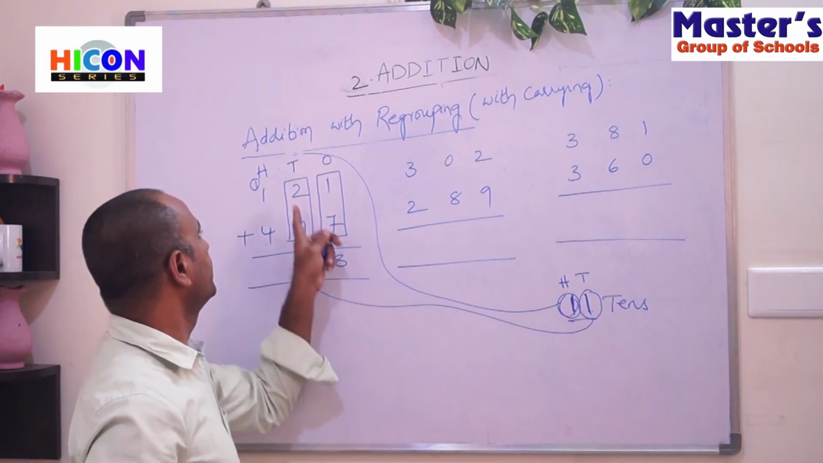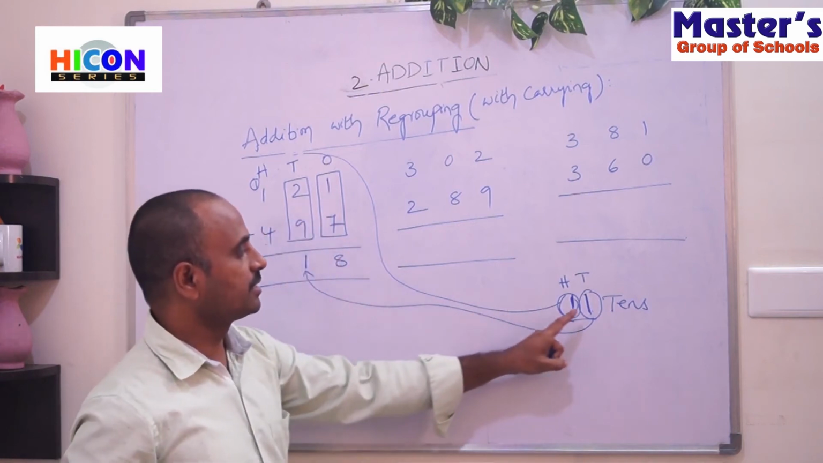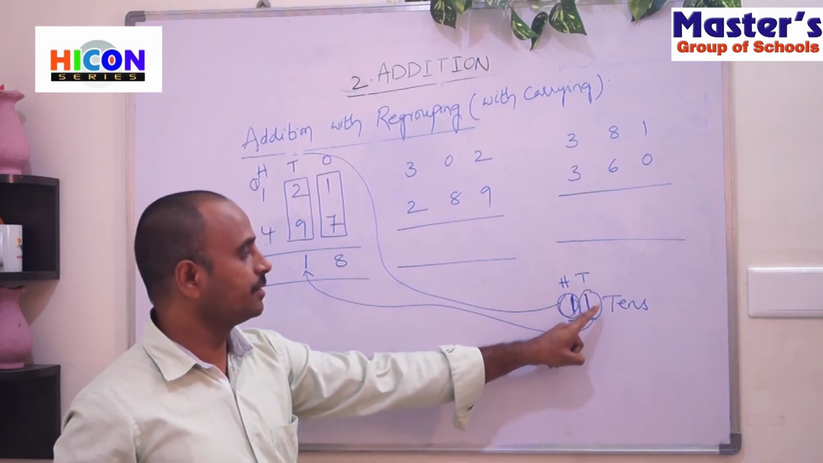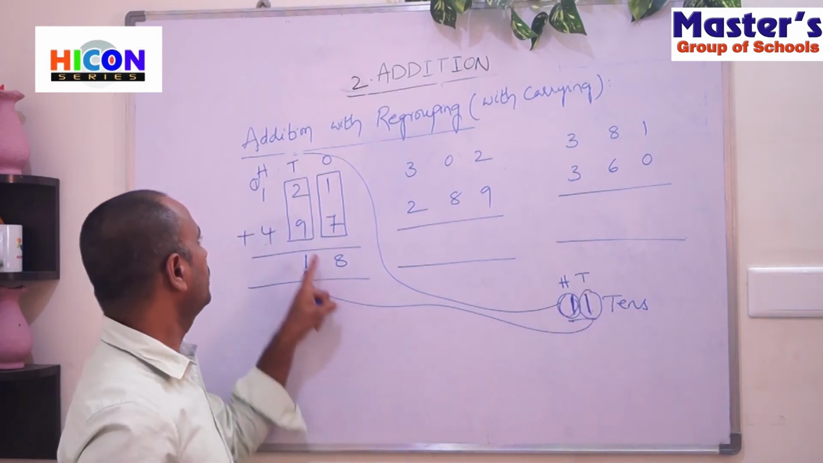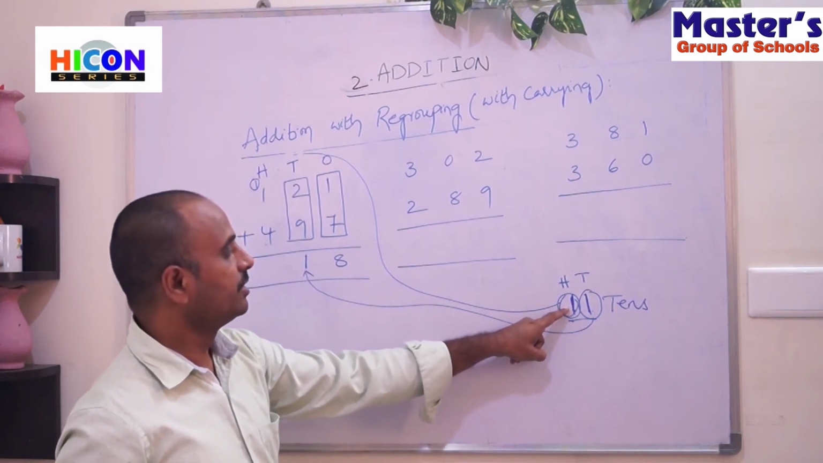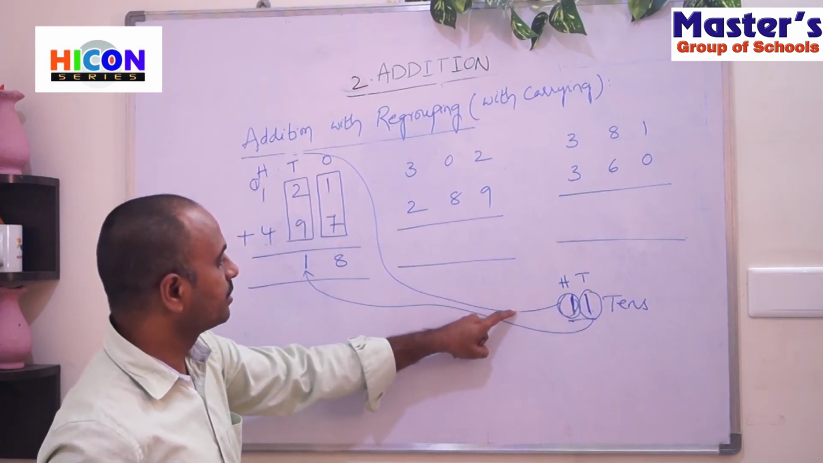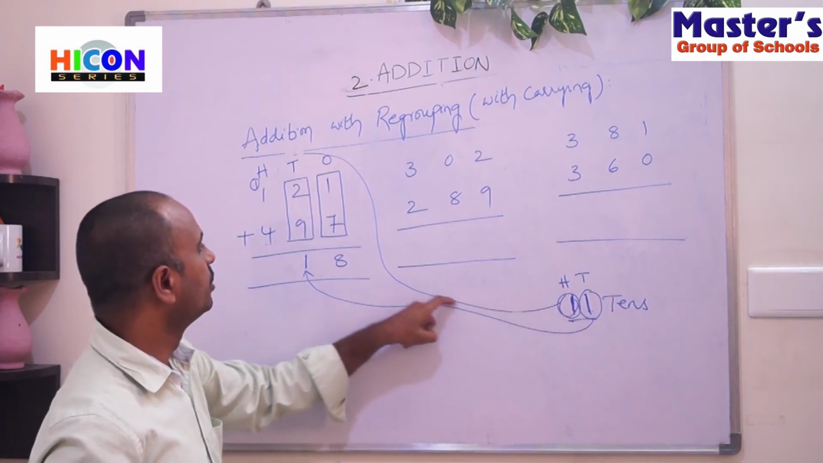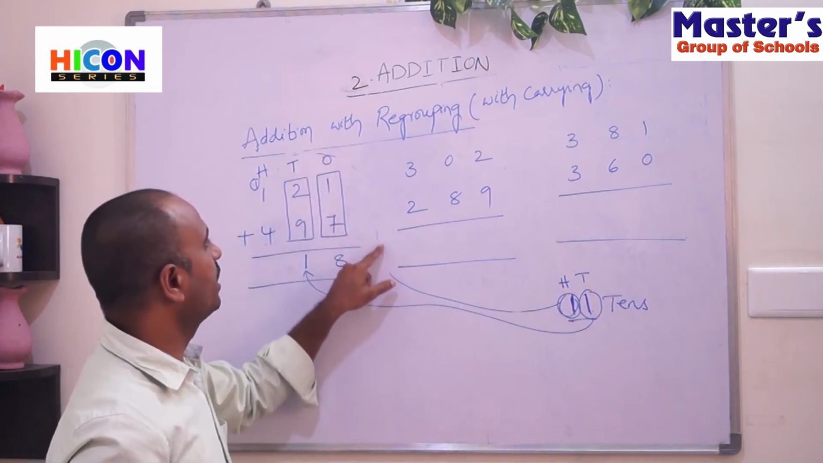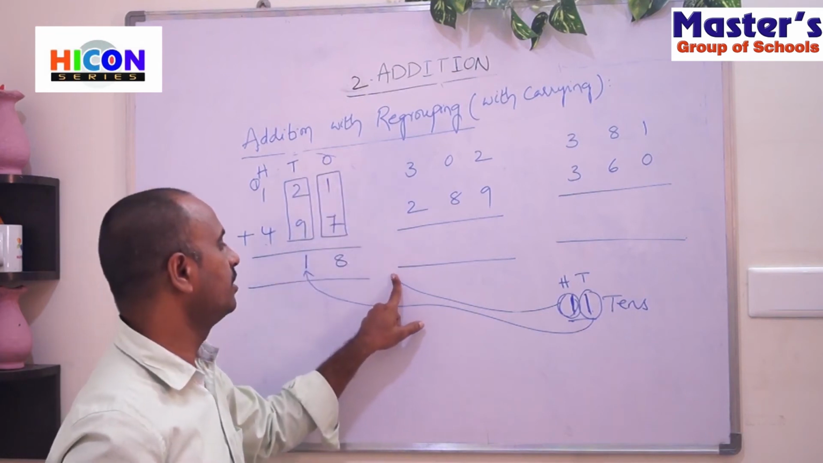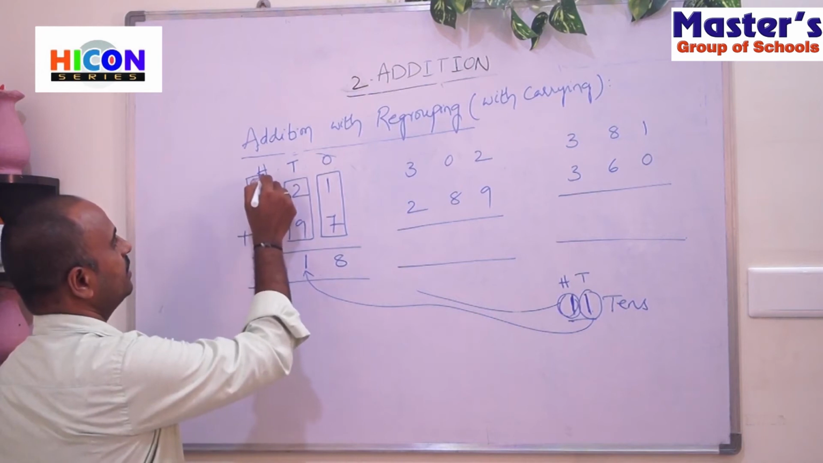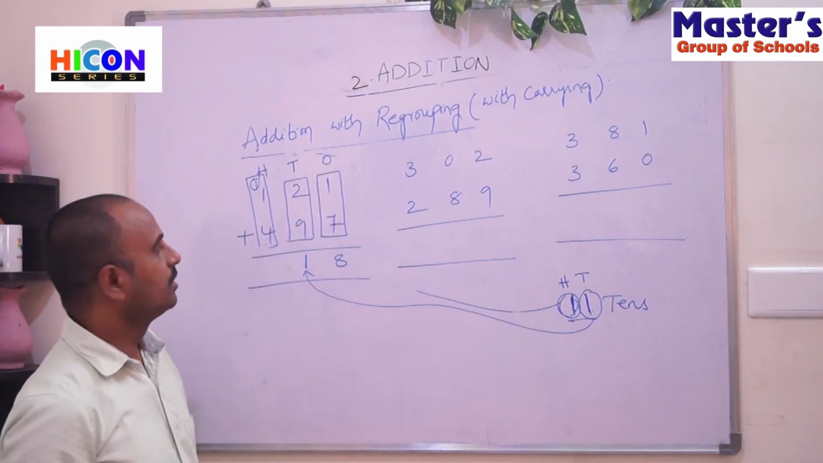So the 11 should not be written under the tens place because there are tens and hundreds. Here 1 is present in the tens place, so write 1 under the tens place. And this 1 is present under hundreds place, so carry this 1 to the hundreds place. This is the way of carrying. This is called regrouping. Now there are 3 digits in the hundreds place.